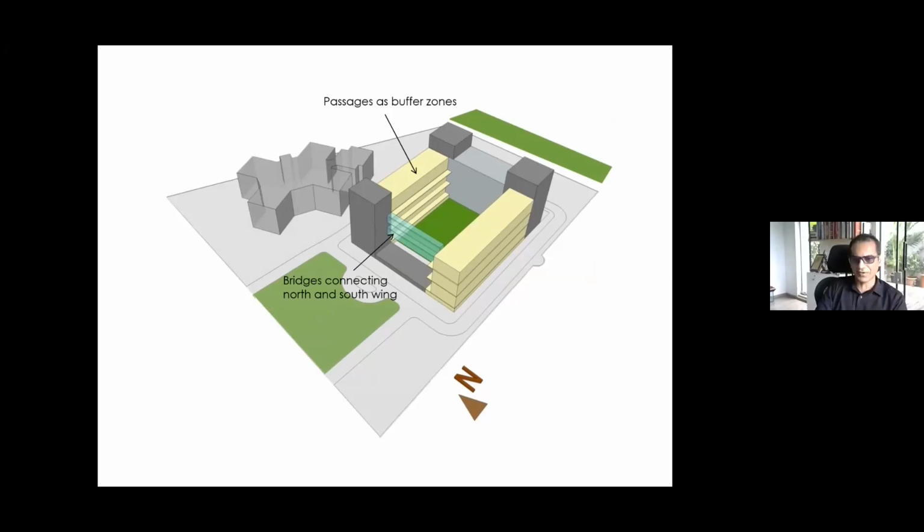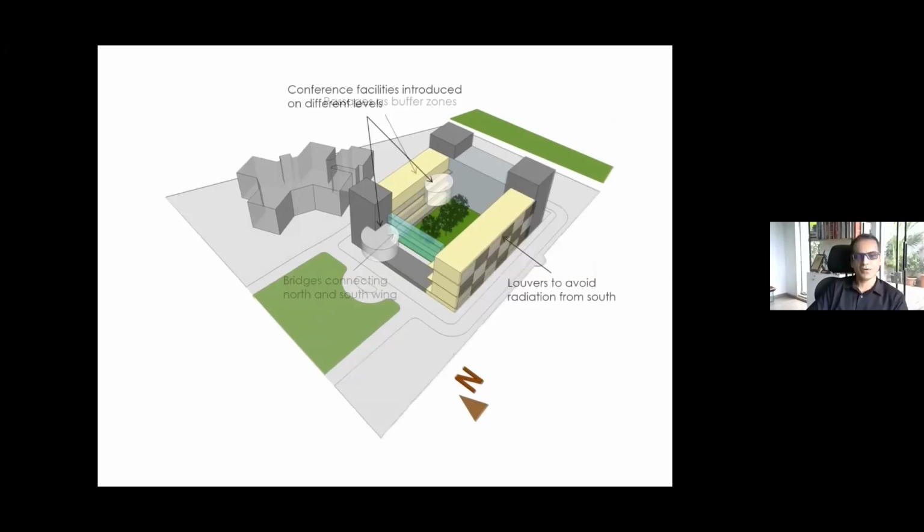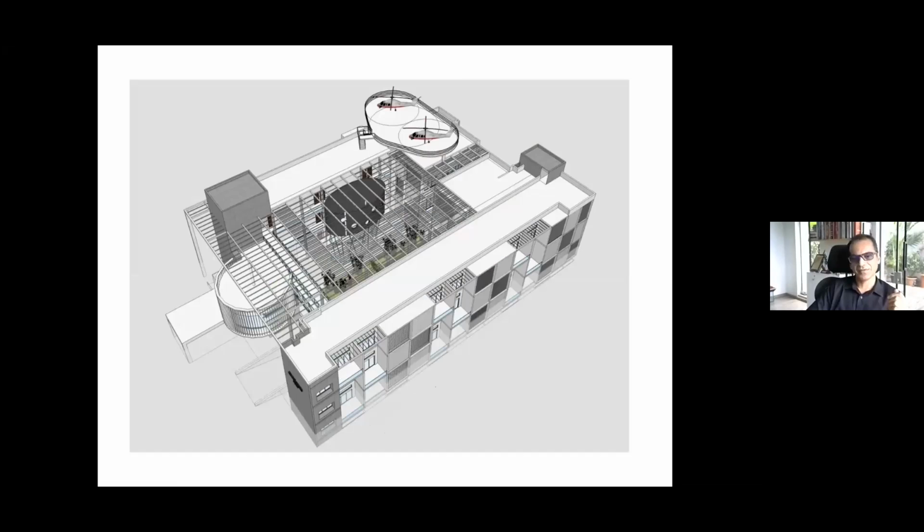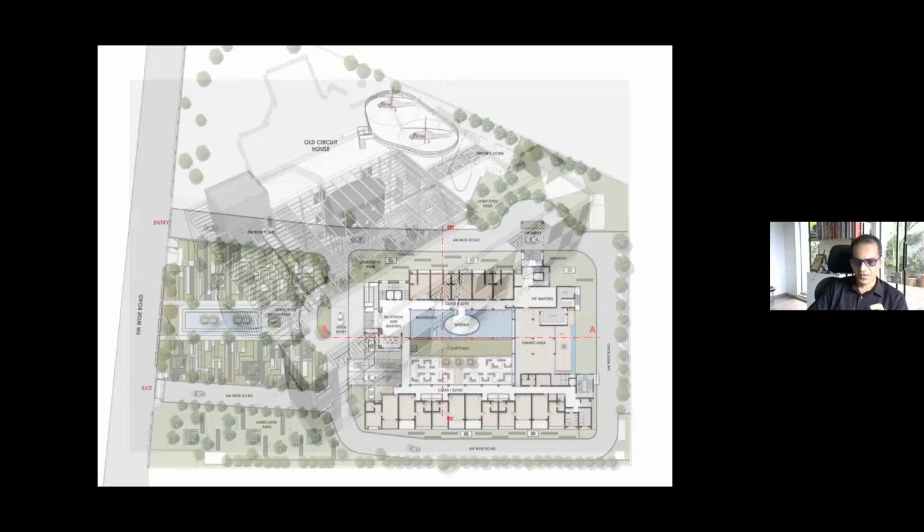So corridors can be used to create those buffer spaces, which creates insulation between exterior and interior spaces. Then we added the conference halls at different levels. And the south side is again treated with louvers to avoid radiation from the south. So after finishing, this is how the design evolved. These are just plans. I would skip through fast. I just wanted to show you the plans.